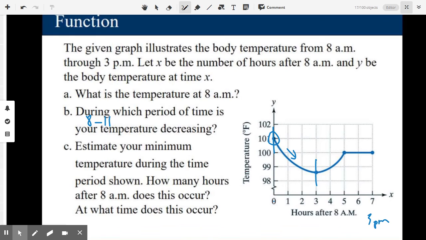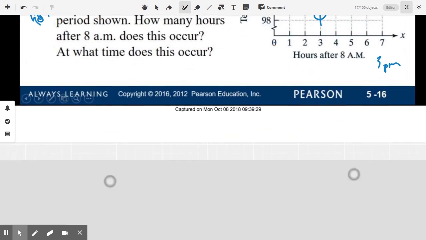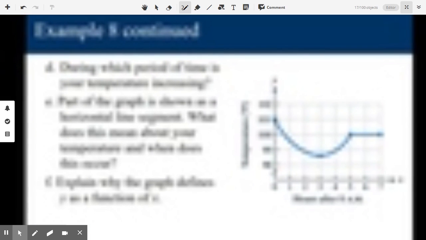All right. Estimate your minimum temperature during the time period shown. Minimum would be the lowest. So right there, that's the minimum. And it looks like that is right at 98.6. So at 8, 9, 10, 11 o'clock, their temperature was normal. They were feeling a little bit better. Thought maybe they were past it, but maybe that was just the Tylenol, because what starts happening then? It starts creeping back up. So let's see what they ask us here.